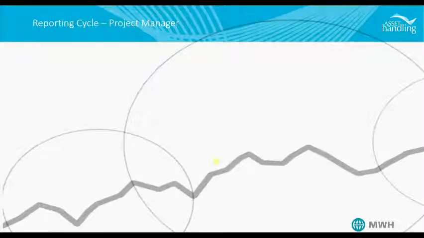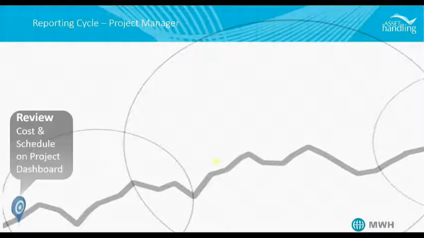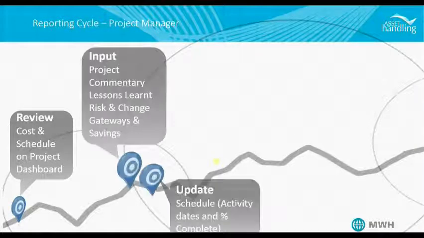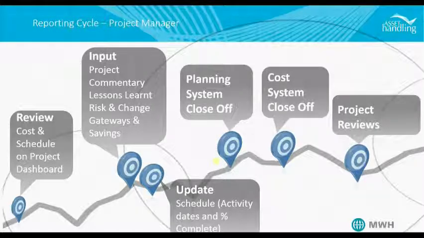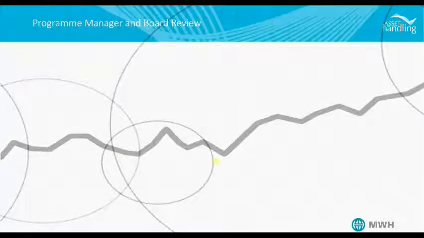So, talking you through a typical reporting cycle for a project manager. First stage is we review the cost and schedules on the dashboards. Then we update. So within the system, we can actually go into those individual activities. If anything is over, we can review that, push dates out as required. Then we've got the planning system closer, cost system closer, and then the final project reviews. Once those project reviews are done, project manager will go into their commentary and make sure that everything's been reviewed before it then rolls up to the next level where you've got the program manager.